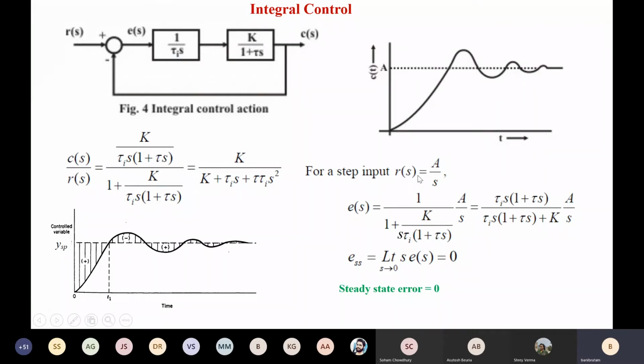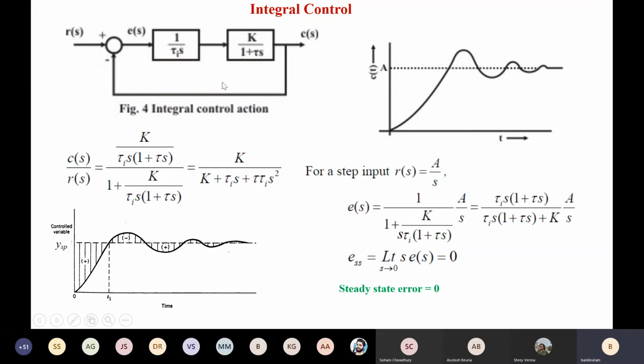Now R(s) is for step input, R(s) equals A by s. If you multiply by A by s, then E(s) will come as this. Now, what will be the steady state error? Limit s tends to 0, s into E(s). So this is your expression of E(s). Now, if you multiply with this s, then this s and this s will get cancelled. So then in the numerator, you have an s multiplied factor. And if you put s equal to 0, then your steady state error will be 0.